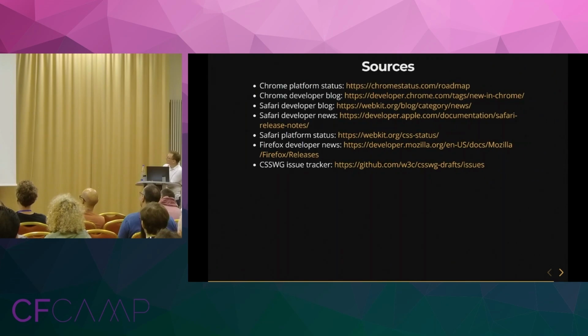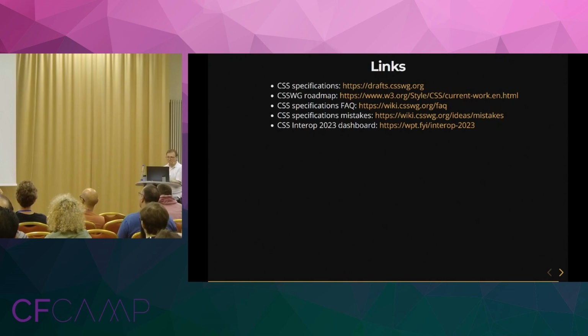Oh, I'm sorry. I'll just quickly show you those sources. Also the links, the specifications, roadmap. There's an FAQ. There are even mistakes the CSS working group is admitting they made in the past, but now they can change it without breaking websites. And there is also an Interop for 2023, because all browser vendors agreed on a specific set of features of CSS, which they want to integrate in 2023.